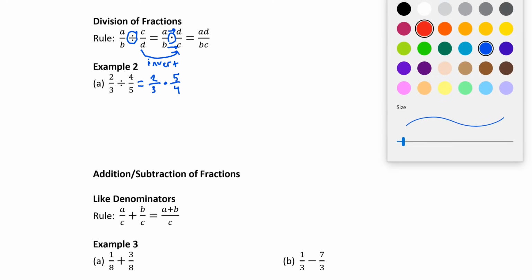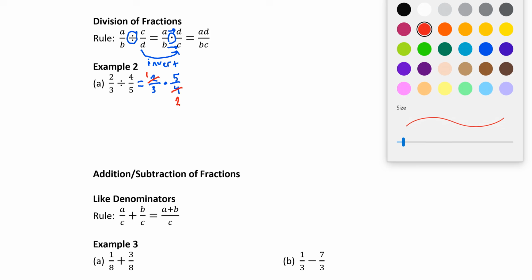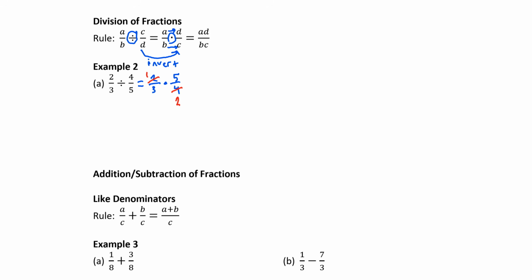Notice the numerator and denominator have a common factor of 4. Common factor of 2. 2 divided by 2 is 1. 4 divided by 2 is 2. Now we can multiply straight across. 1 times 5 is 5, and 3 times 2 is 6. So it looks like our answer is 5/6.